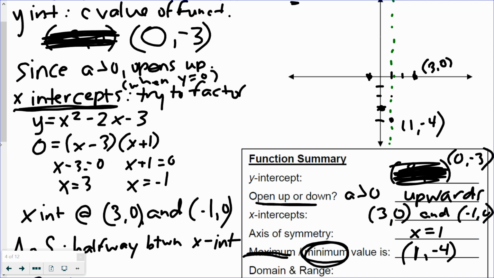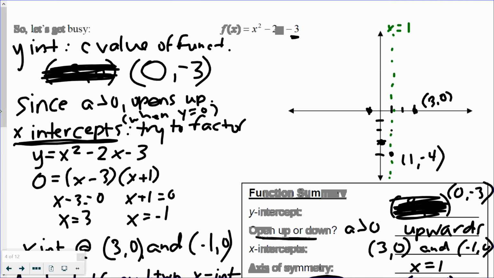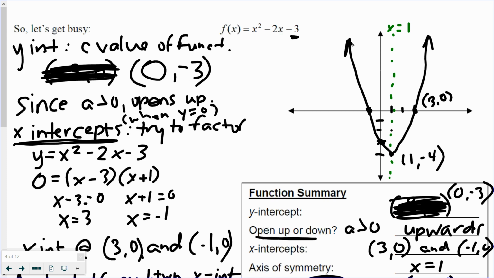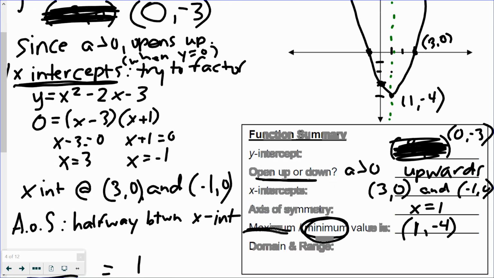So once we've done all of that, the only thing that we have left is domain and range. So I'm actually going to connect my little happy dots now. So that is our very beautiful sketch of the graph. So domain and range. So again, your domain is looking at your x values. Your range is looking at your y values.